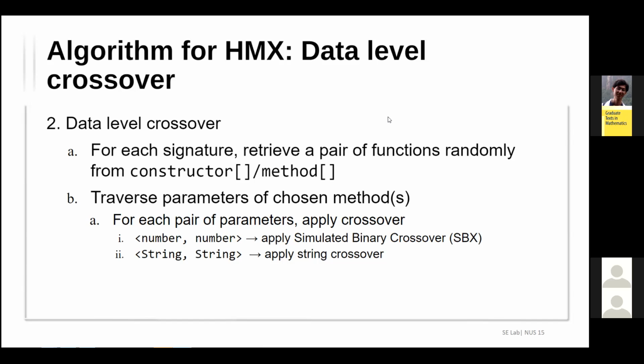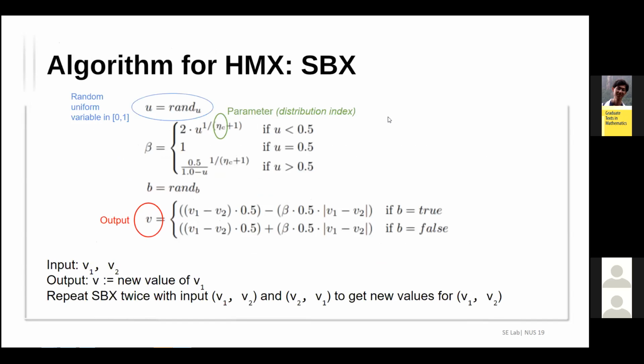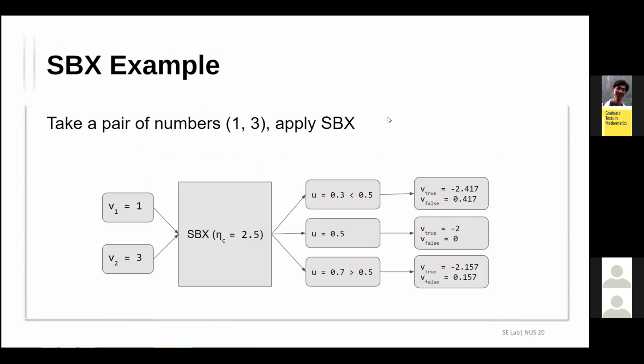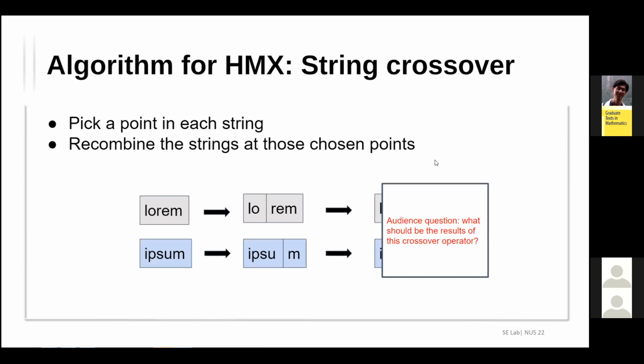Okay. So we've covered the simulated binary crossover, how it works, and some examples. Next we'll talk about the next type of crossover, which works on strings, pairs of strings. This is a similar concept. We have a pair of strings, each string comes from a method call, and we want to generate a new pair of strings to use in the next set of method calls in the offspring test. This is similar to the single point crossover. We pick a point in each string and recombine them at this chosen point.